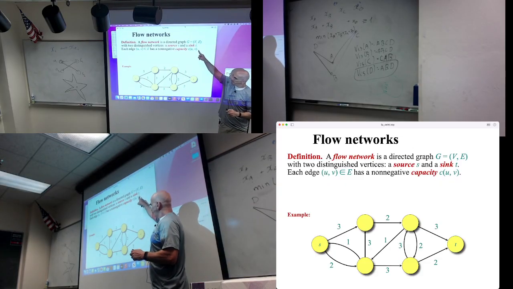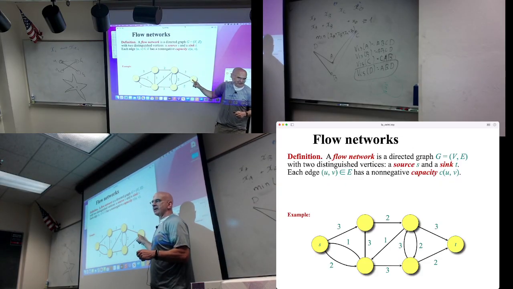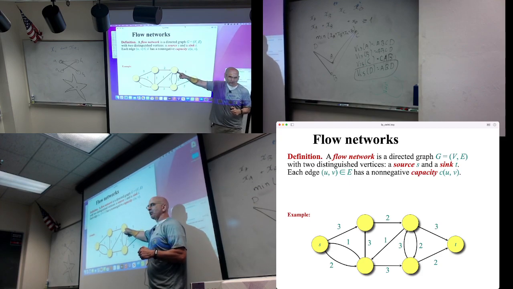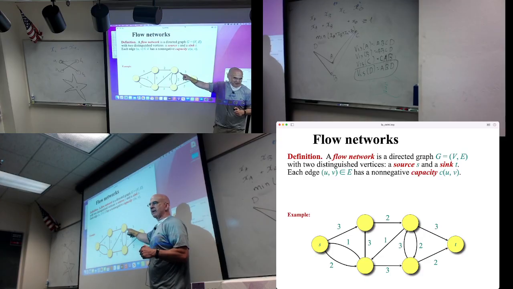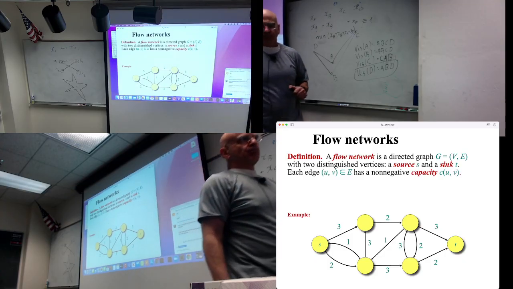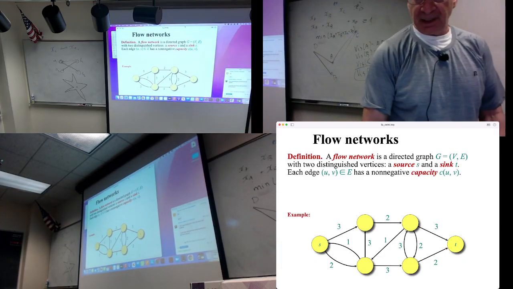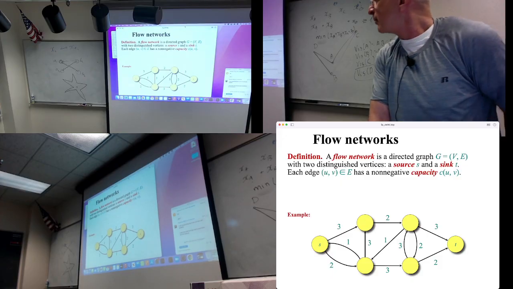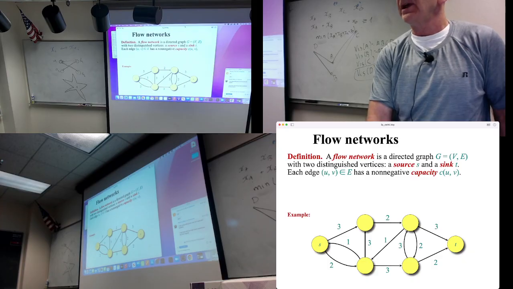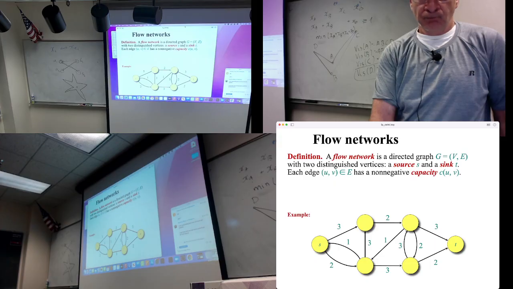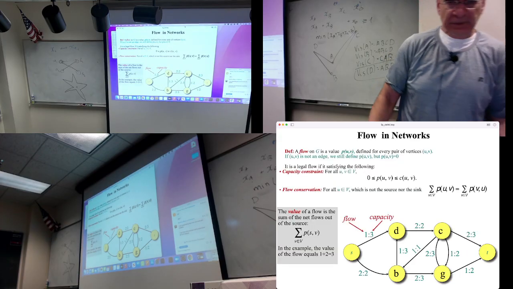You have the capacity of every edge. What is the capacity? How many bits per second can I send? Or how many gallons of water can I send along this pipe? How many bits can I send along this fiber optics link? That's the capacity. I can send 0, I can send a bit more, but the 3 over there implies no more than 3 gallons per second along this link. Okay, let me go on.